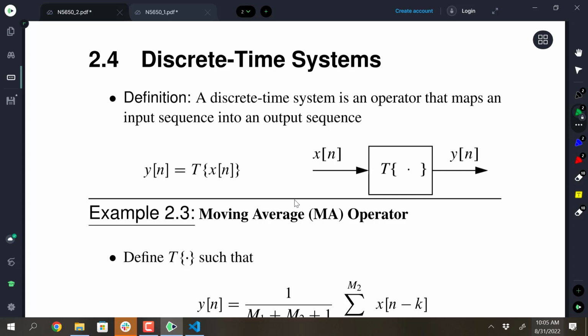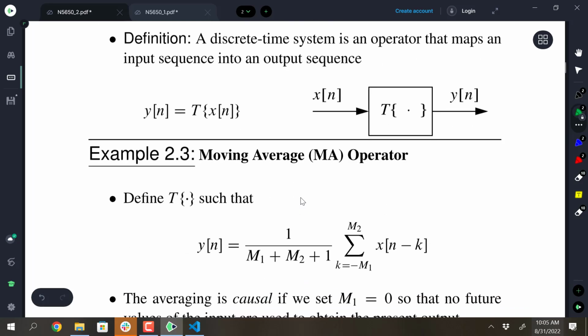So a discrete time system is an operator that maps an input sequence to an output sequence. In the notation of the book, they use T, and mathematicians might use T to just say it's a letter I picked, to say it's going to operate on the sequence to produce an output sequence. We might use L a little bit later on if we know it's a linear system, or H as a generalized operator, but T is good. It's what the book likes to use a lot, I think.